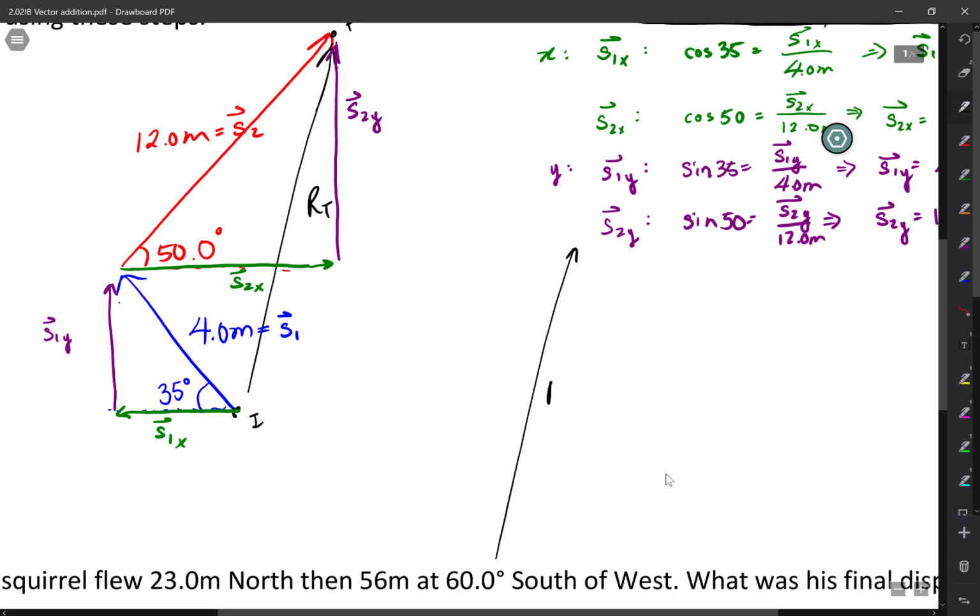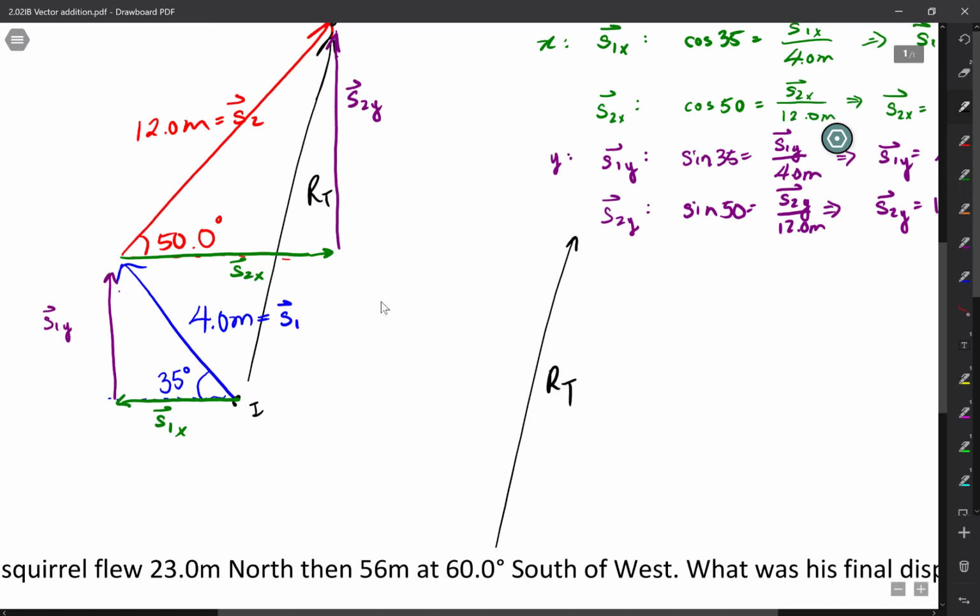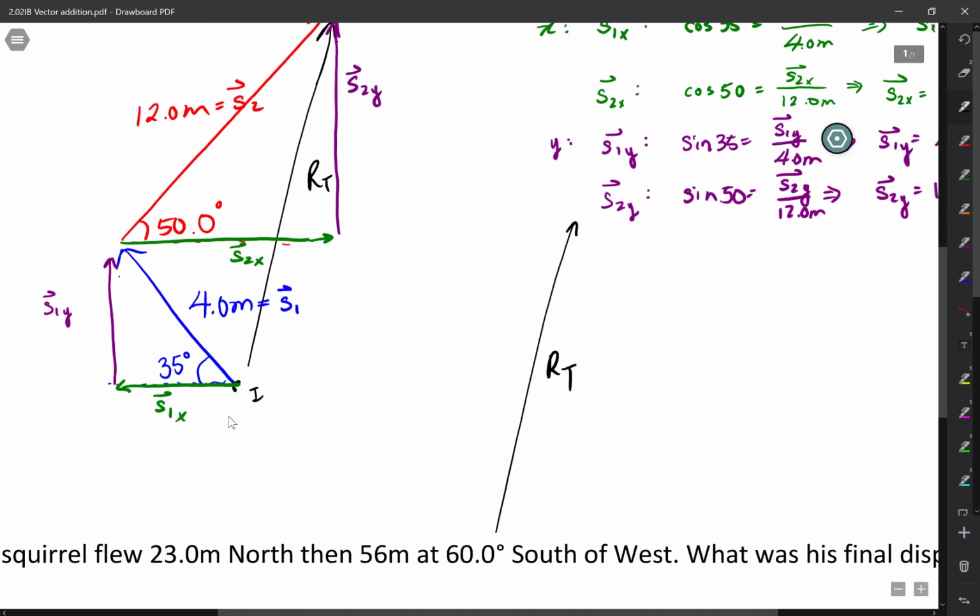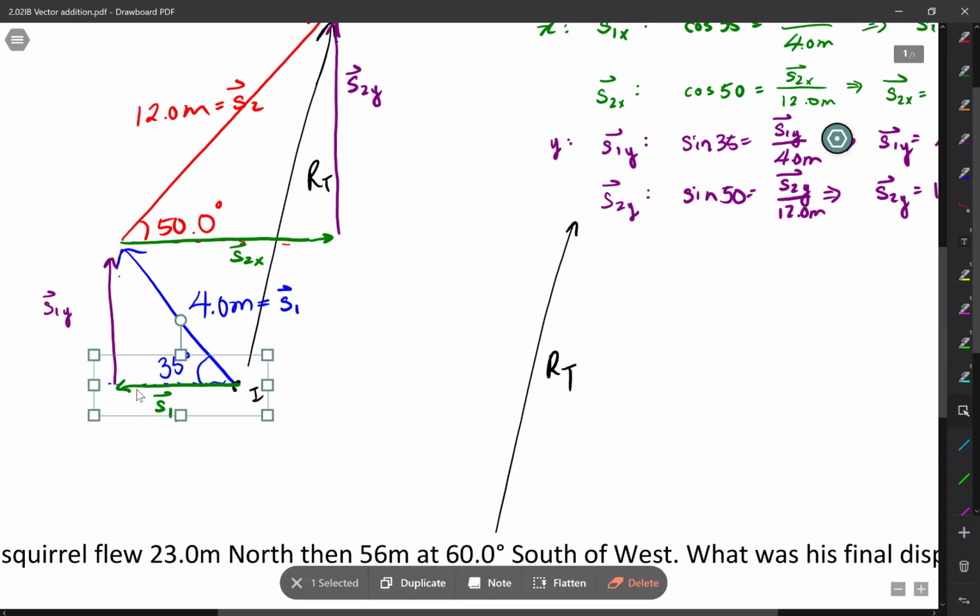Because that's my resultant vector, I'm going to show you what happens after I add in all of my individual components onto this RT. So notice my RT starts over here. So I'm going to take this green arrow for S1X and see if I can copy and paste this guy back over here.